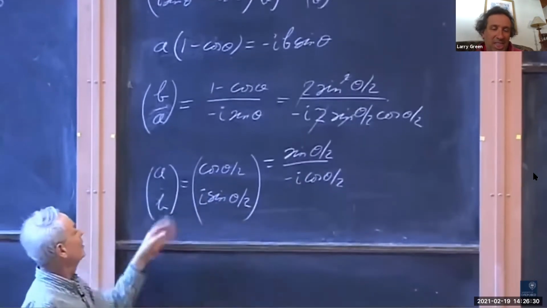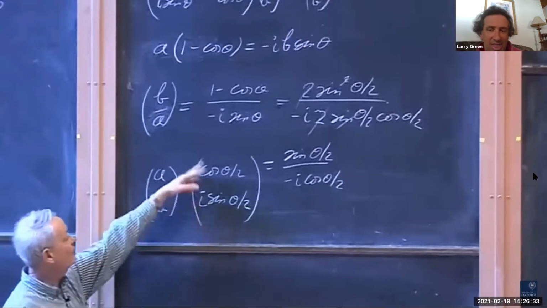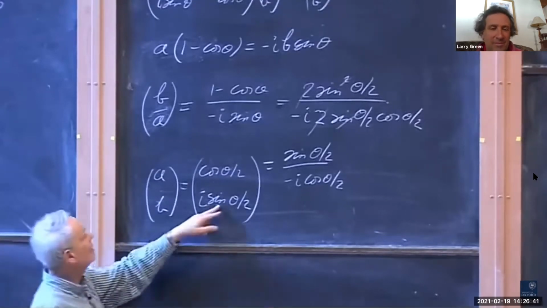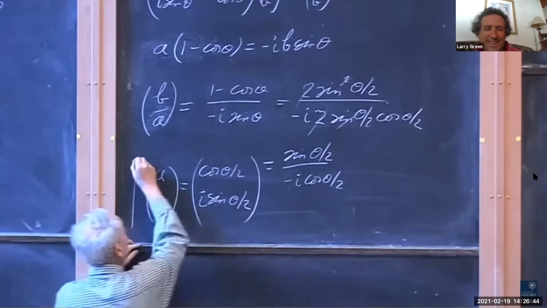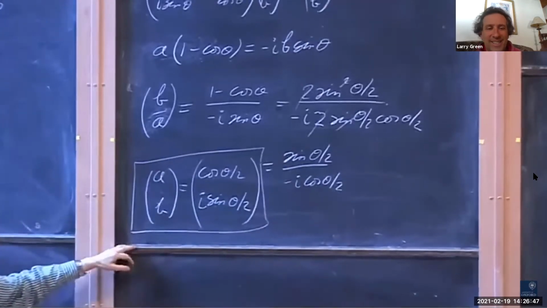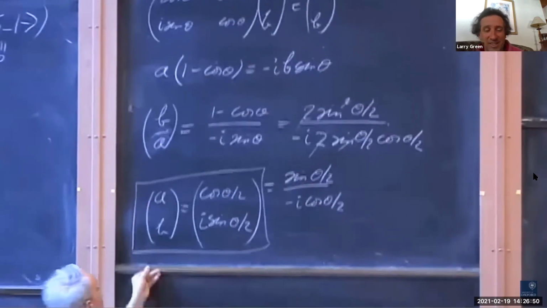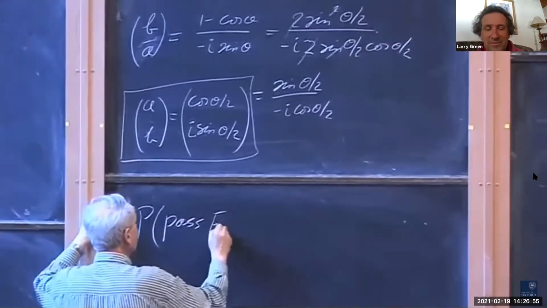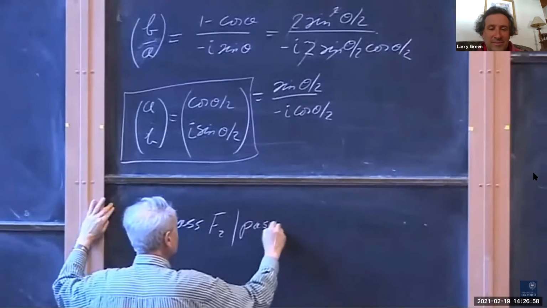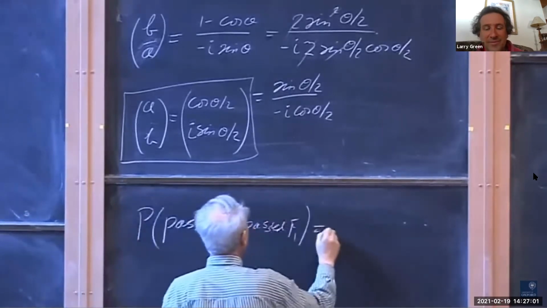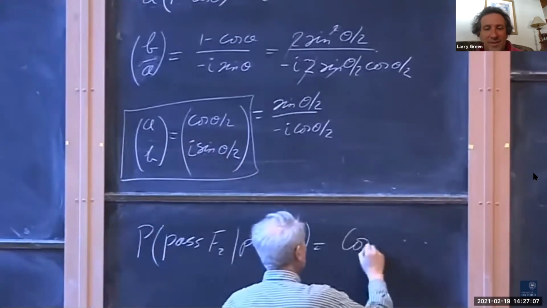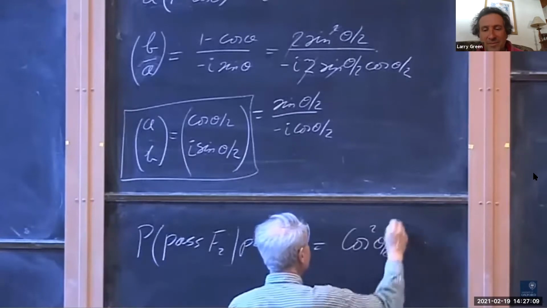It just happens. So in principle, I would now need to deal with the normalization. I've only been calculating the ratio of the components. I want mod A squared plus mod B squared to come to 1, but it jolly well does by good fortune, right? So this is the complete bottom line. So the probability that we pass F2, given that we passed F1, is actually equal to, we said it was going to be mod A squared, is therefore cos squared theta upon 2.